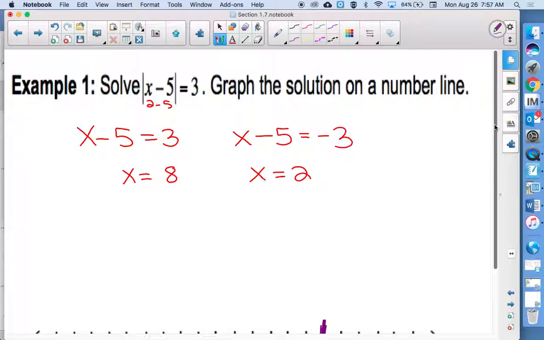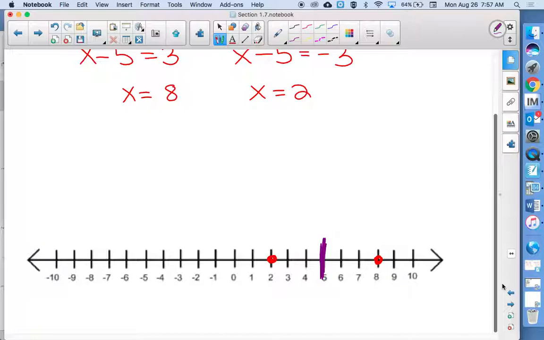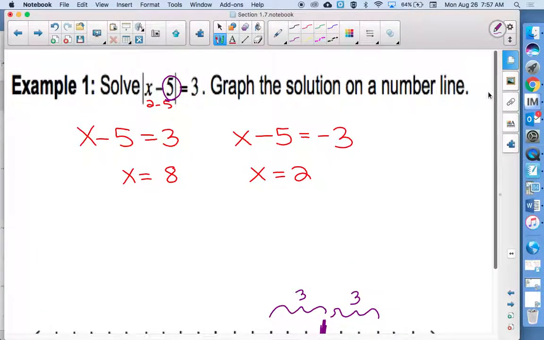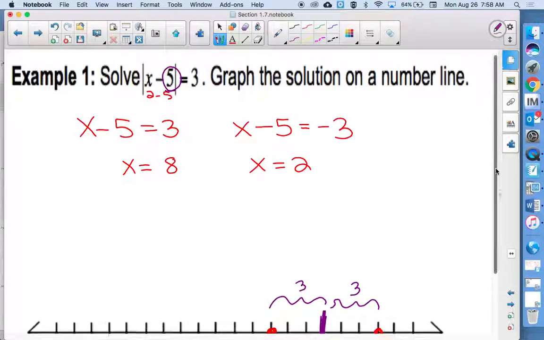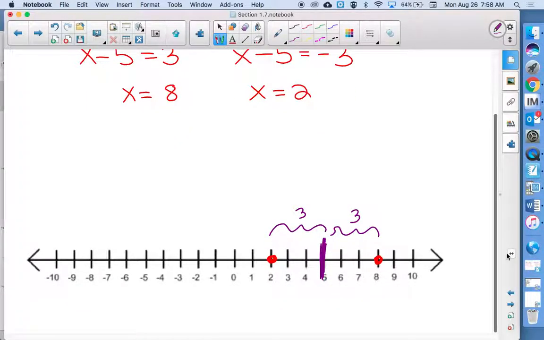So notice the 5 in the equation. It says x minus 5. This 5 in the equation represents the middle of the two numbers. The distance from 5 to 8 is 3. The distance from 5 to 2 is 3. That's what the equal sign means. So my middle number is 5. The distance to go up 3 or down 3 takes me to 2 or 8. So 3 should be the distance from the center number to get up to our two solutions. So that's what a graph of an absolute value answer would look like. Questions?